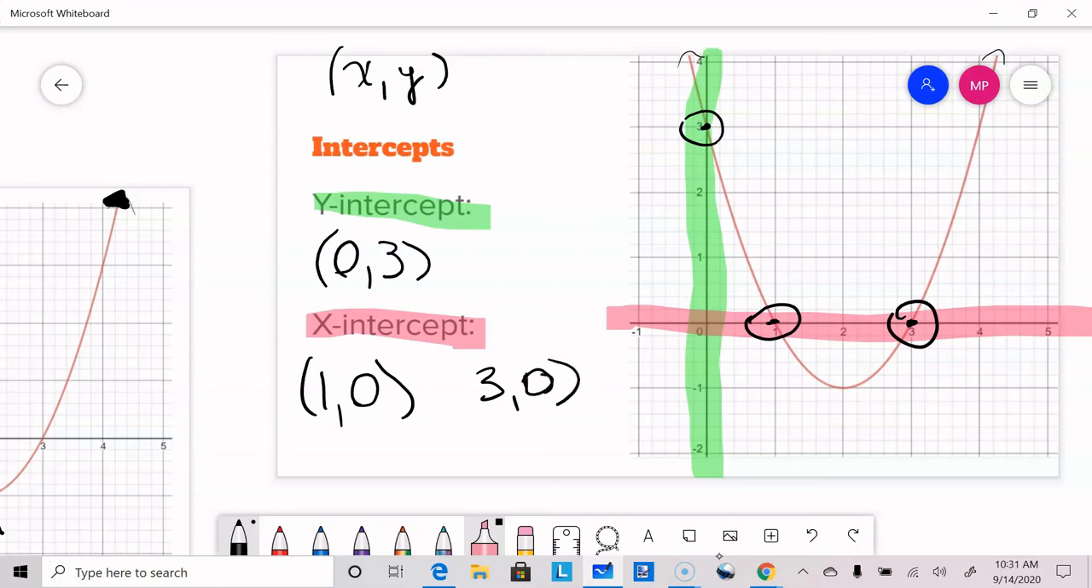The same thing for this one. We don't go up or down anything. We stay along the x-axis, so the value is 0. So there's our y-intercept and our 2 x-intercepts.